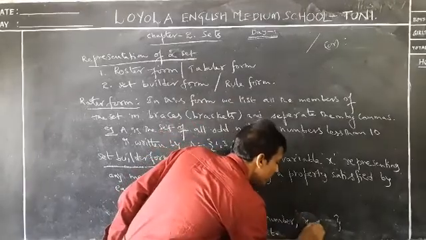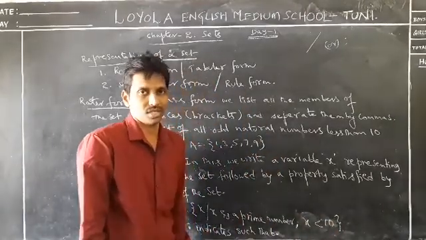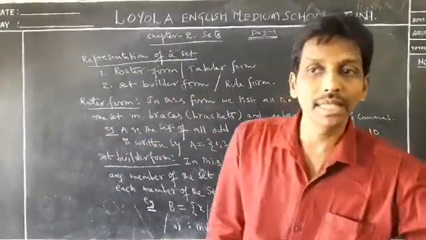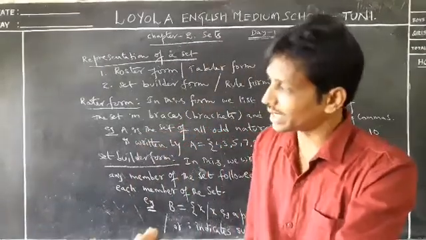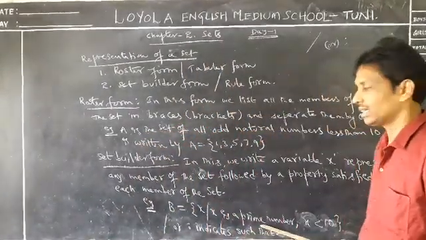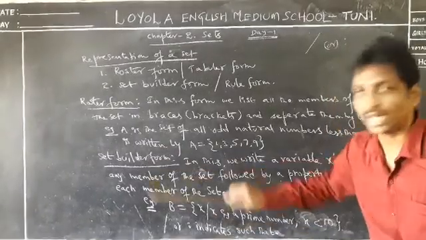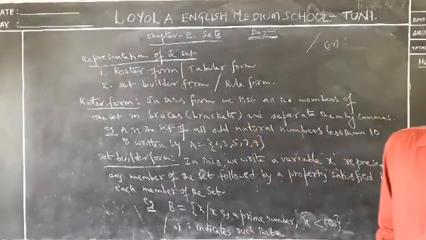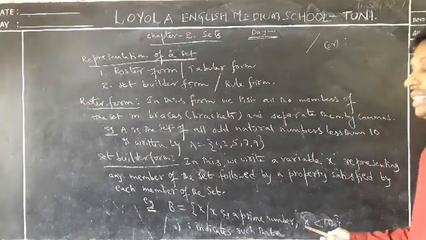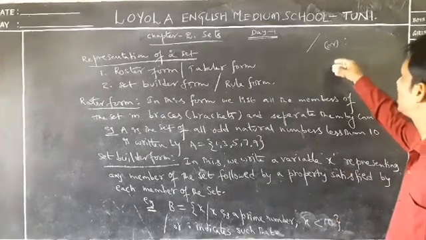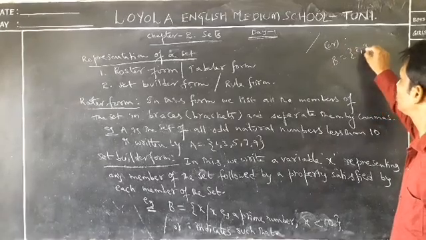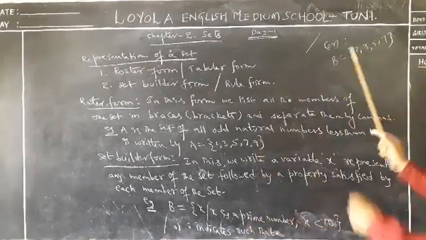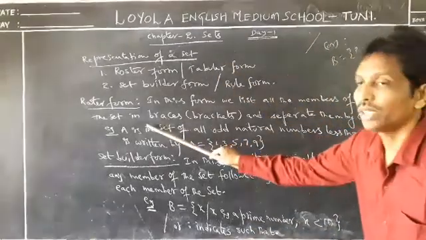Instead of this, we may write x less than 10 also; both are the same. Yes, 2, next 3, yes, next 5, yes, next 7. So this set is in set builder form. If we convert this set into roster form, what are the possible elements? B is equal to the set of all 2, 3, 5, 7. So when the statement is converted in terms of elements, this is nothing but the roster form.